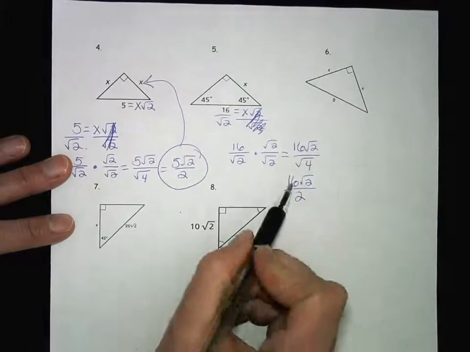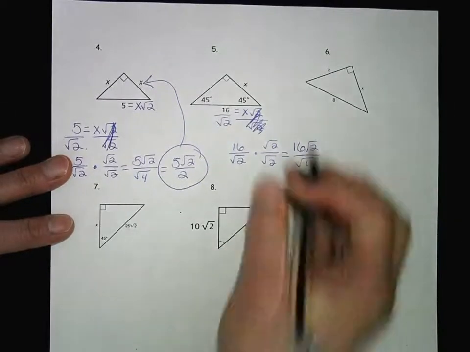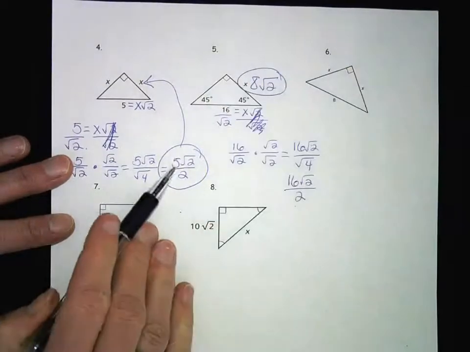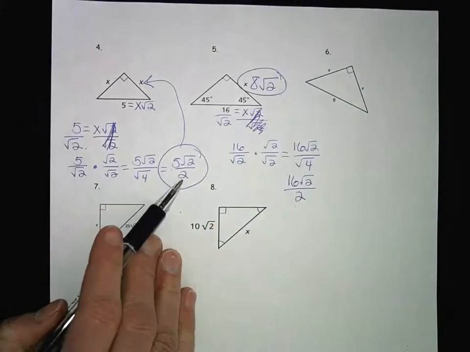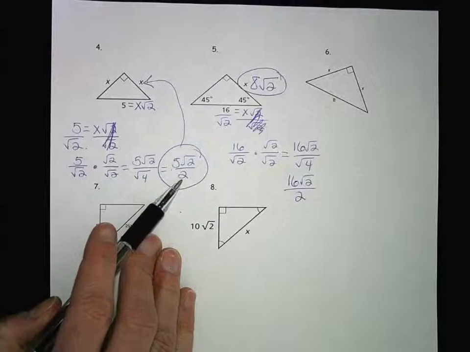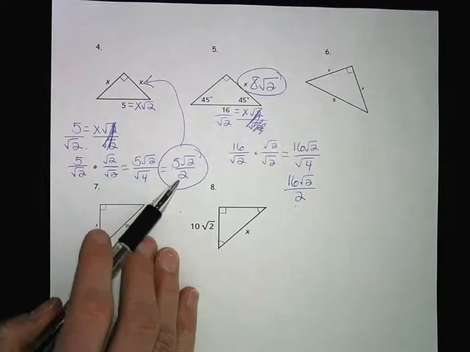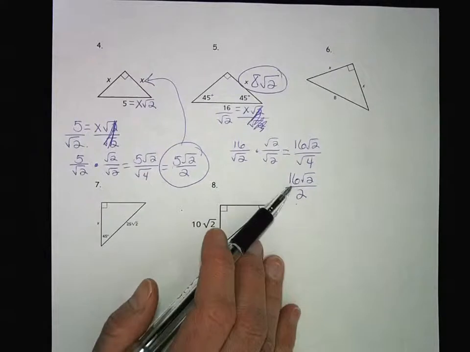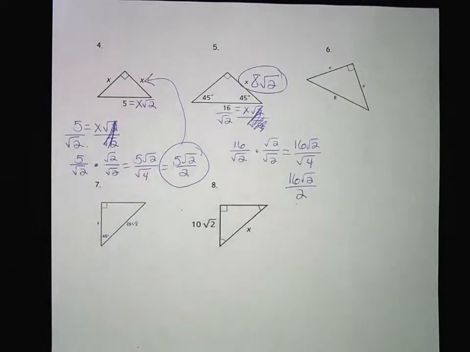But what is 16 divided by 2? 8. So this is really 8 square roots of 2. Now I didn't do that on the last one because what's 5 divided by 2? 2.5. So we don't want to have decimals. But this one came out to be nice, so that's why I went ahead and divided it out. So why don't you go ahead and pause it here and try the next 3 and see if you can come up with the right answer.